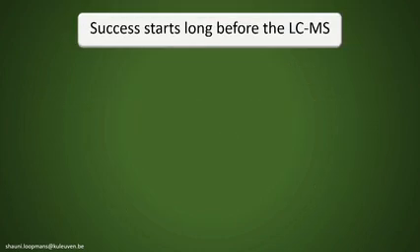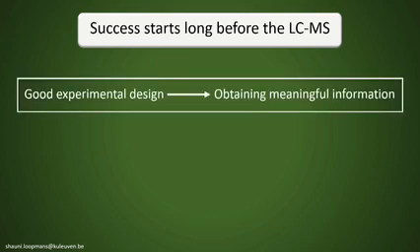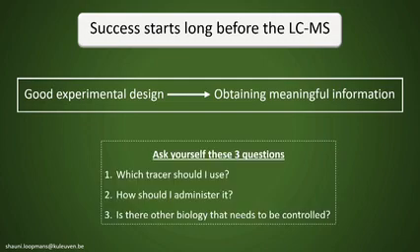Being part of the core, I know that a lot of clients, when they get their data and it's not what they expect it to be, love to blame us for it. They say something went wrong in the run, but actually, especially in in vivo tracing, success starts long before the LCMS, because good experimental design will mean you will get meaningful information. My PhD supervisor loved the quote, "garbage in, garbage out," and I think it's exactly the same with experiments like these. So before you start, I want you to ask yourself 3 questions.